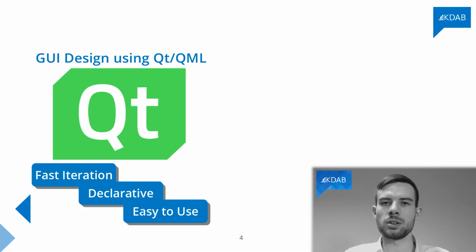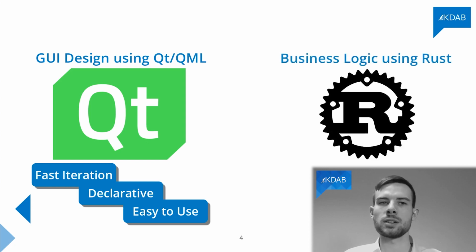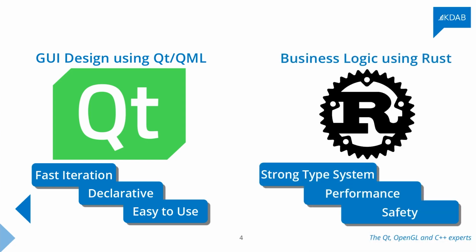So there is another part of basically any Qt application though, and that's the business logic. And that is usually written in C++. And this is, I think, where Rust is a perfect fit. Because Rust offers you a very strong type system, the performance that you need for your business logic, the same as C++, but it also offers you much more safety than C++ does, for example.